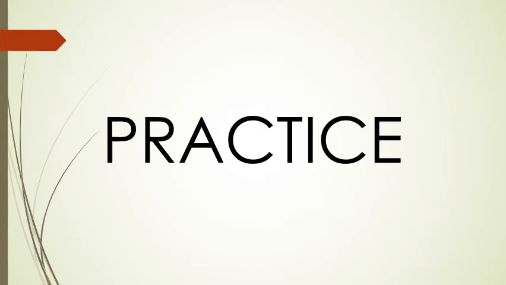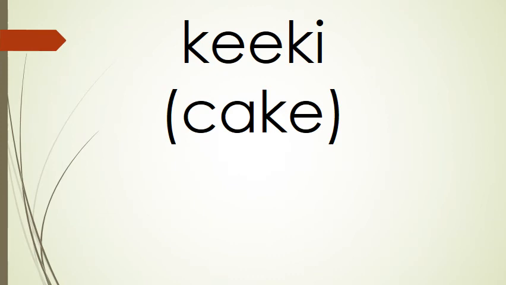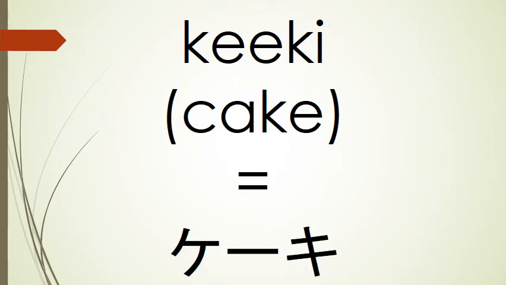So now that we've learned our katakana for the day, we can move on to our practice. Now you know how this works. I'm going to show you a word and you are going to figure out how to write it in katakana. Our first word is keiki, which means cake. So to write this one, we have ke, we have our long dash to indicate a long vowel sound, and then ki, keiki.